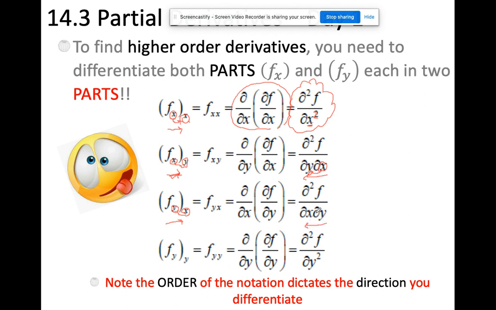I took the partial derivative with respect to y, then x. Okay. So partial y, then y again. Partial y, then y again. All right, order matters. Watch how the notation is presented to you.